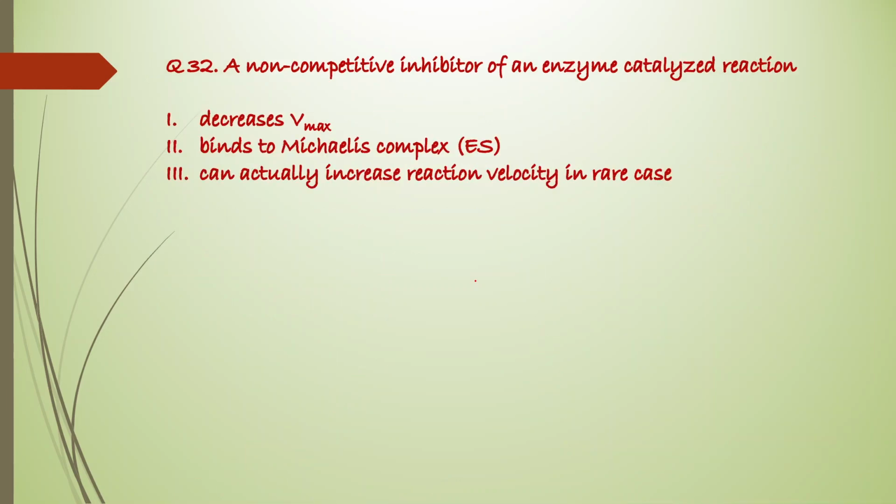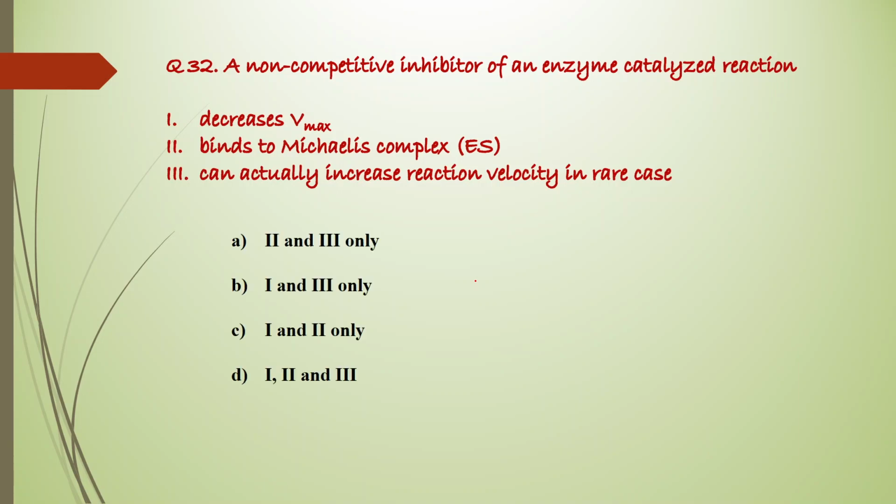Moving to the next one. A non-competitive inhibitor of an enzyme catalyzed reaction: just in the previous slide I have discussed, yes, it does decrease the Vmax value. We just discussed it. It is the correct thing. Binds to Michaelis complex or ES complex. Yes, non-competitive inhibitors can bind to the ES complex forming a ternary one, that is ESI. So this one is again correct.